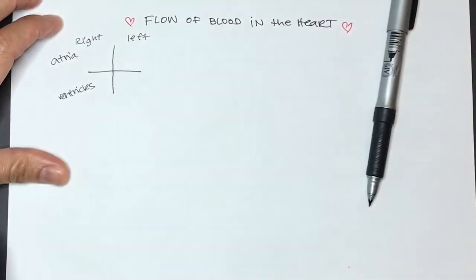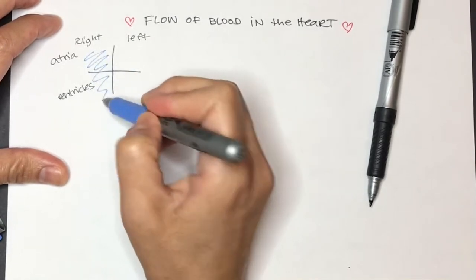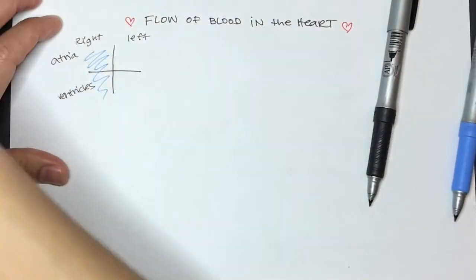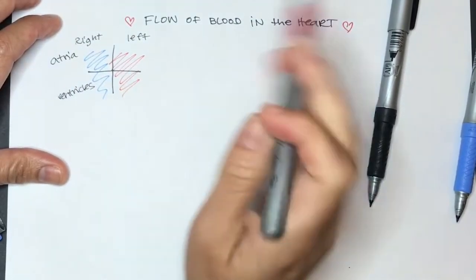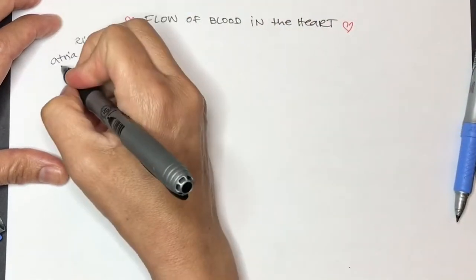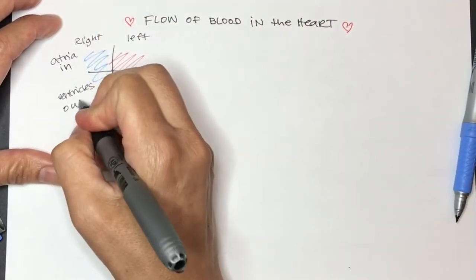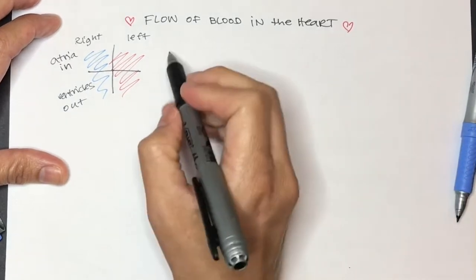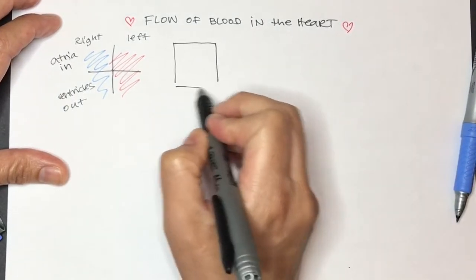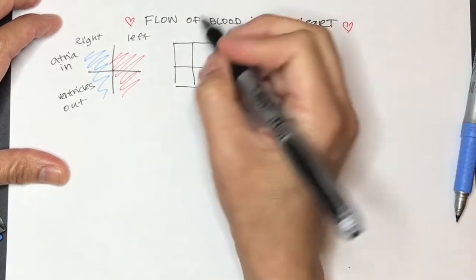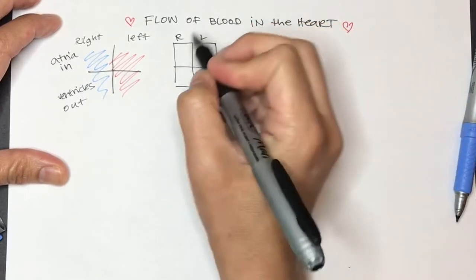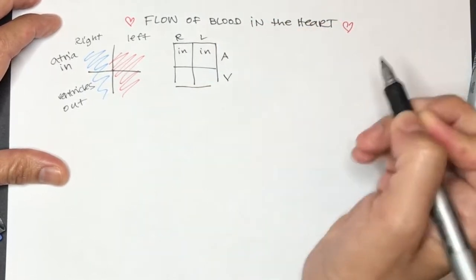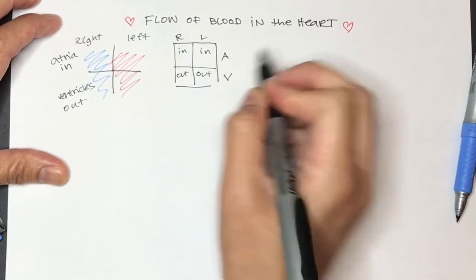The first thing to know is that the right side of the heart is always going to have deoxygenated blood in it. So I'm always going to make our deoxygenated blood in blue. And the left side of the heart is always going to have oxygenated blood in it. So I'm going to make that in red. The other thing to know is that blood comes in through the atria and out through the ventricles. We can think of this in a little chart like this, where we've got right and left, atria and ventricles. So we get in at the top, out at the bottom.